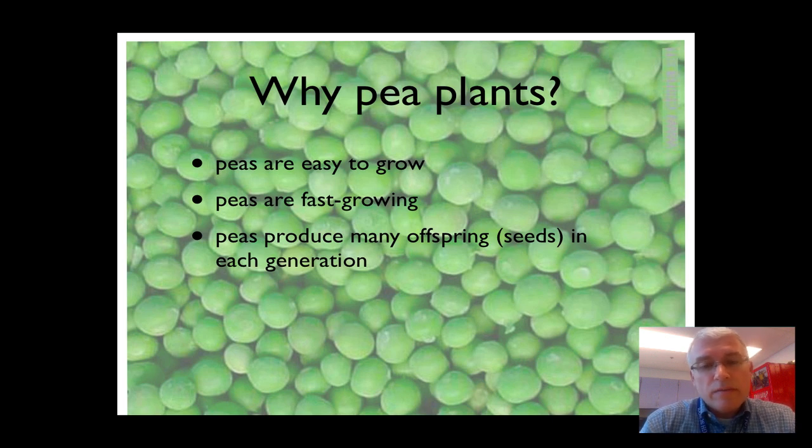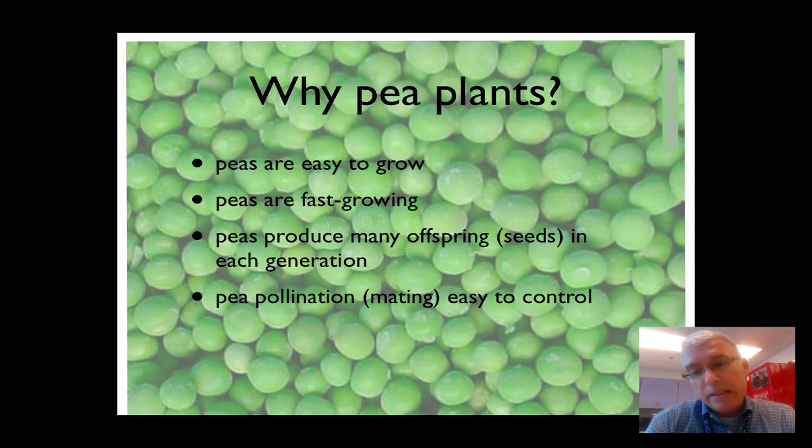And each generation of offspring has many seeds, because the babies or the offspring of pea plants are also known as seeds. The pollination, or the sexual reproduction of pea plants, is relatively easy to control. You can do it with a paintbrush. You just choose where you get the pollen from and where you take the pollen to, moving it from flower to flower, much like a pollinator or a bee would. Pea plants are also very cheap, and you can eat them when you're done if you like peas.